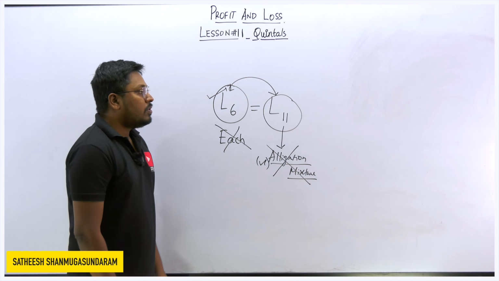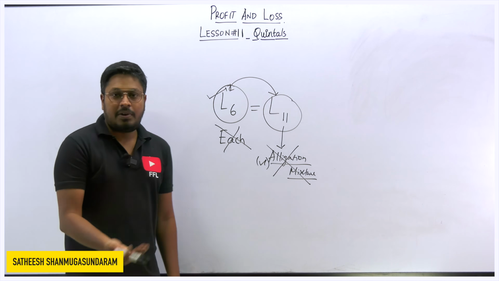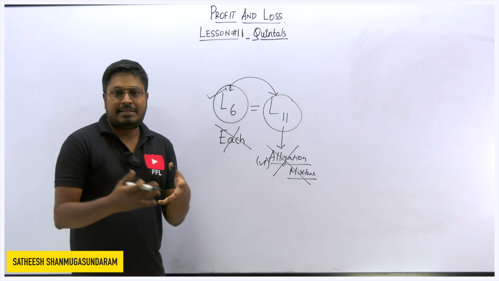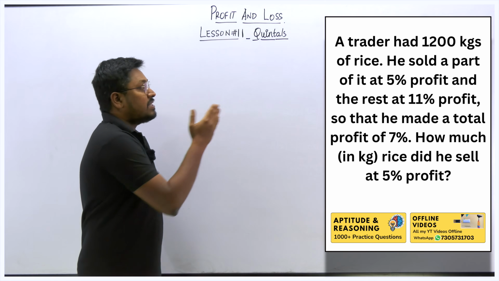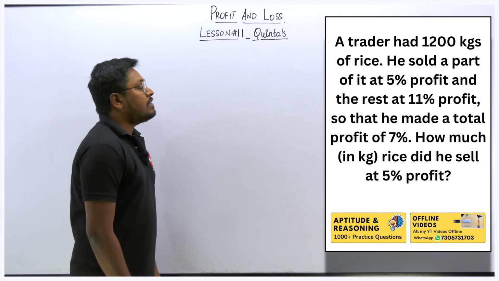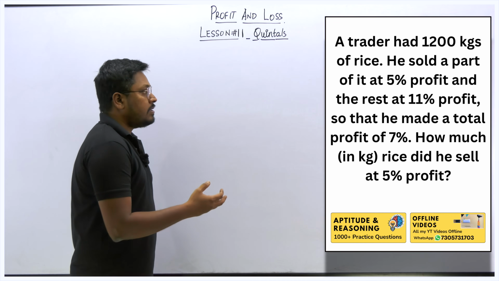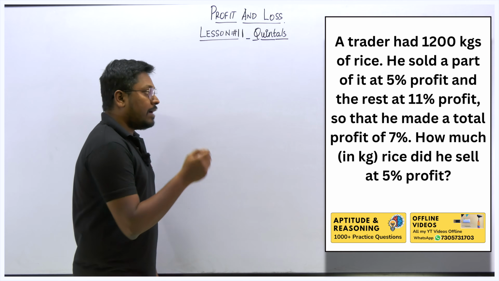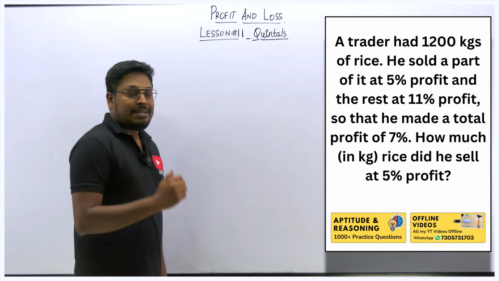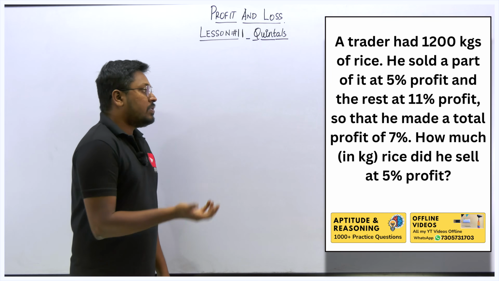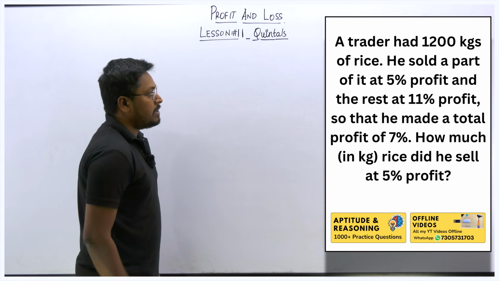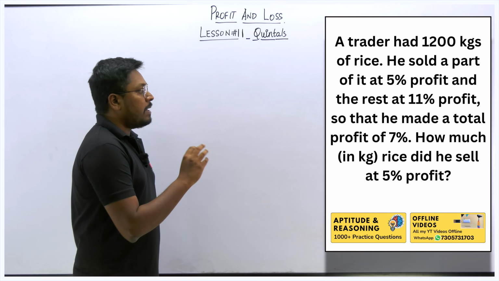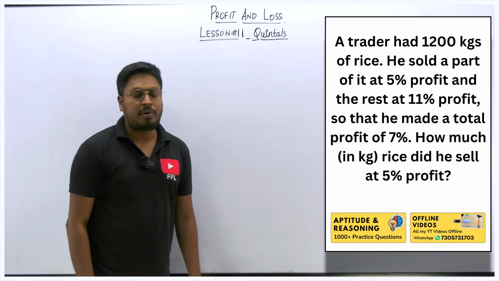Now let me move on to the question based on the quintal concept and this different lesson number 11 concept. First question: a trader has 1200 kilograms of rice. He sold a part of it at 5% profit and the rest at 11% profit, so that he made a total profit of 7%. How much rice in kilograms did he sell at 5% profit?